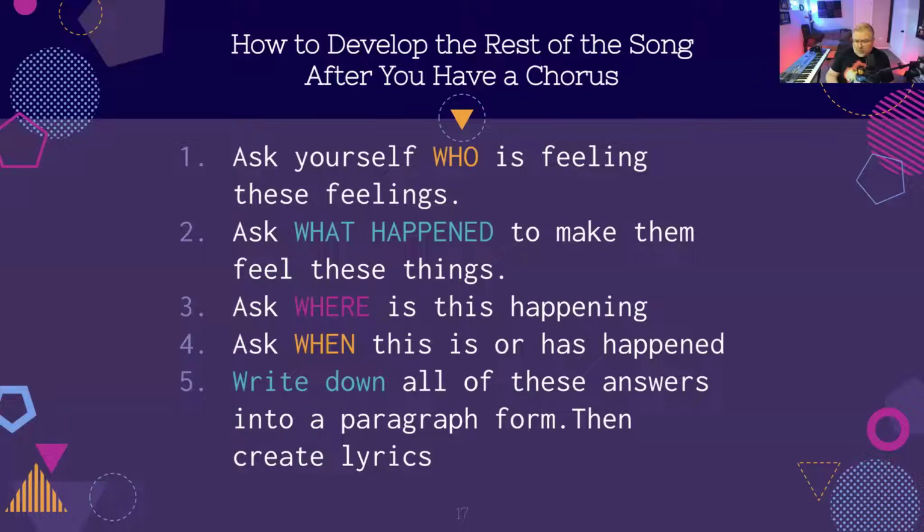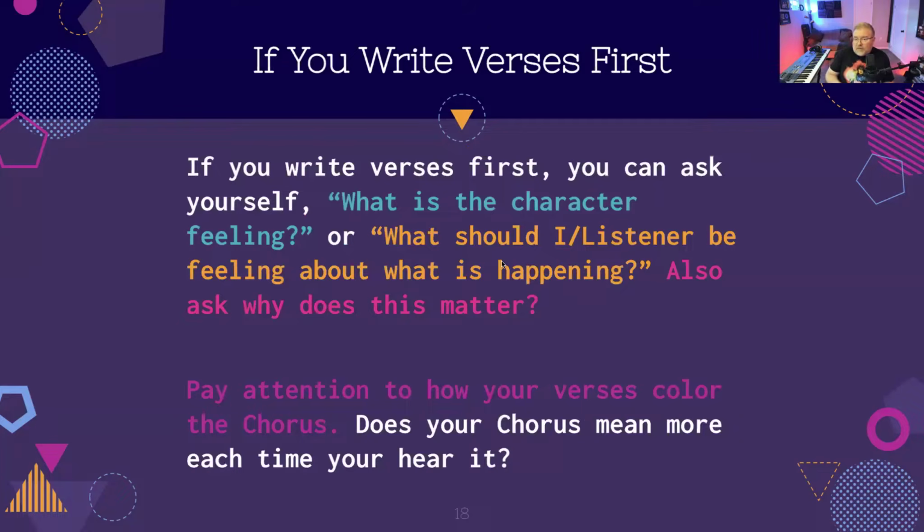You can ask, well, where is this happening? When is it happening? Who's it happening to? And describe all of that. So what if you then write verses first? Well, if you write verses first, you can ask yourself the opposite questions, right? So now you have a scene and you have something that's being developed. You can ask, what is this character feeling? Or what should the listener be feeling about what is happening? Or what should the singer be feeling? Also, a good question to ask is, why does this matter to the listener? Why am I telling the listener this?